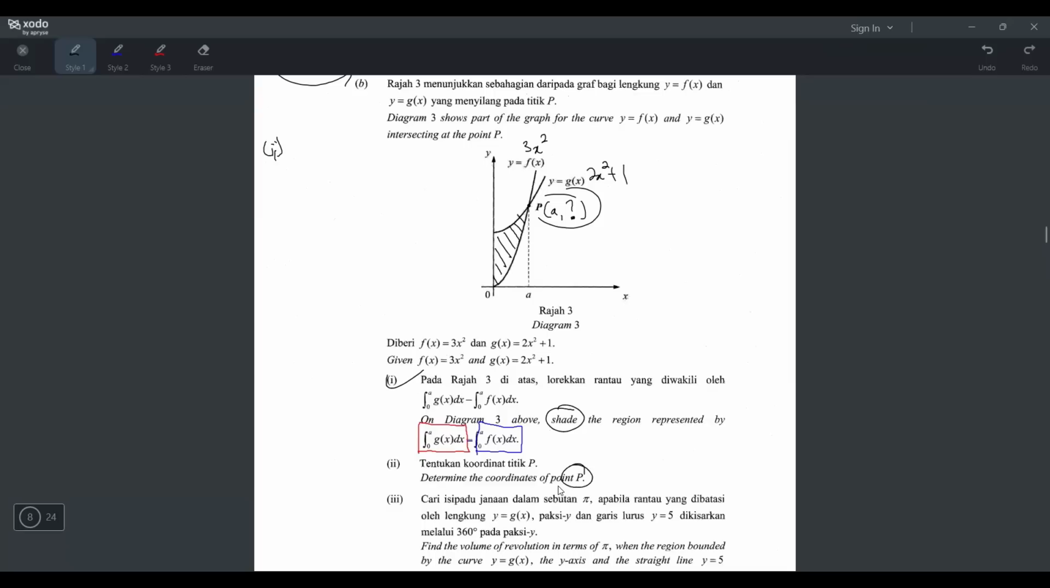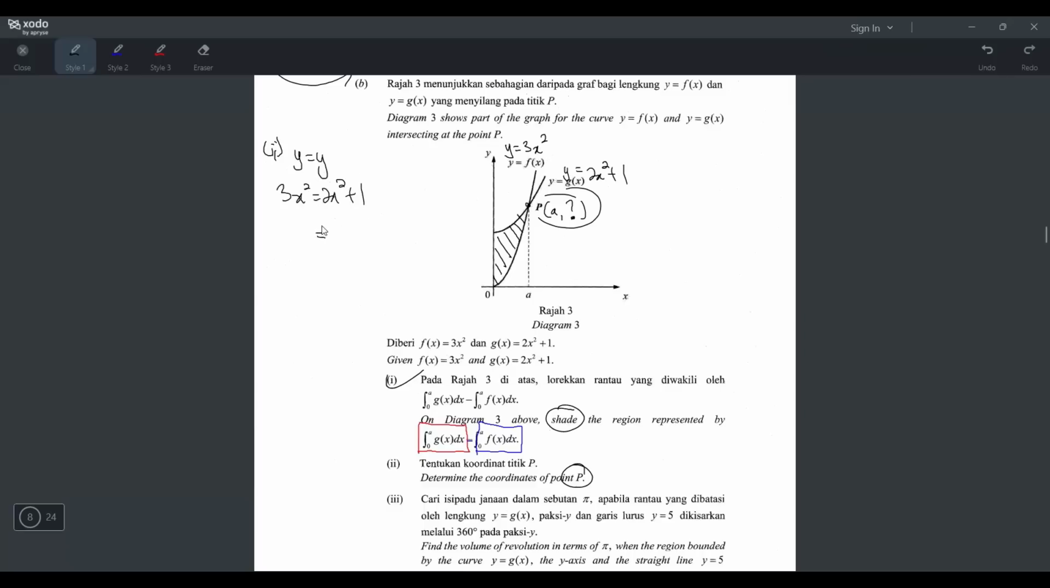Determine coordinates of point P. Okay, if you paid attention to what I mentioned just now, I already said you can find point P by using simultaneous equations, because point P is the intersection point of these two curves. And they already give you the two curve equations. So you can straight away do simultaneous. This one is y equals 3x squared. This one is y equals 2x squared plus 1. So you can straight away do y equals y, and then just substitution. Just replace. 3x squared equals 2x squared plus 1, like this.